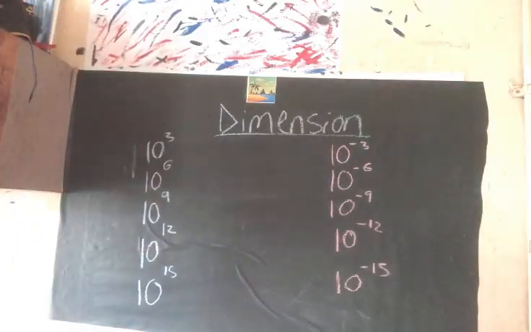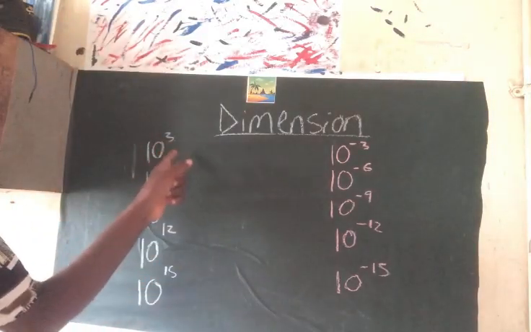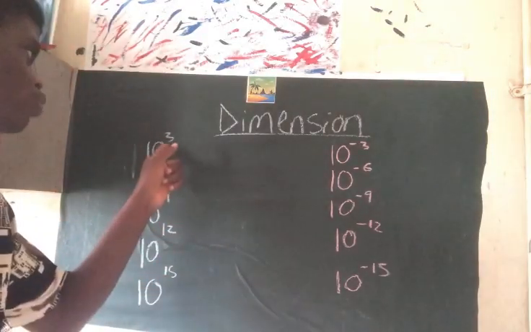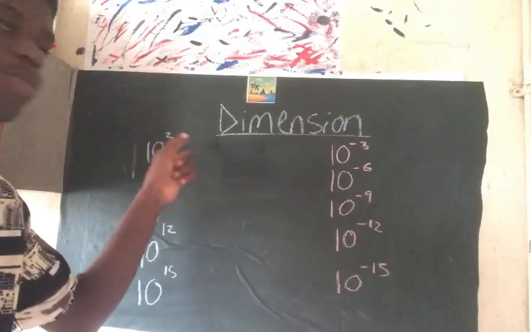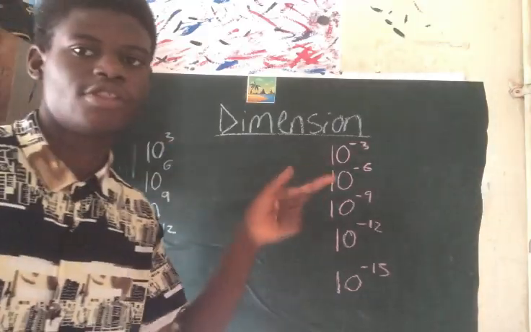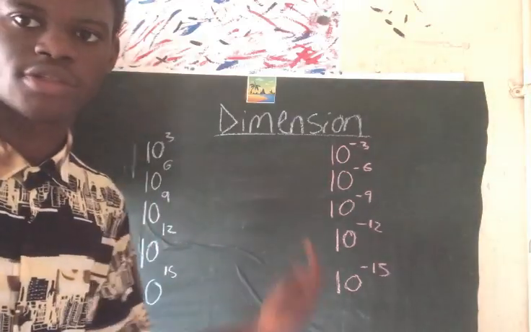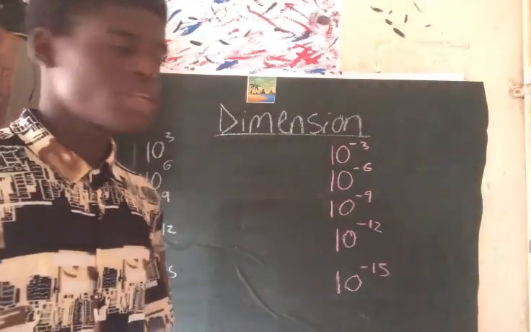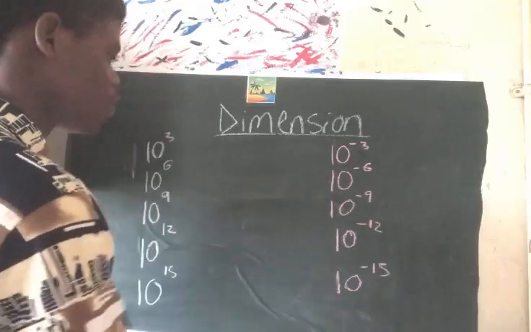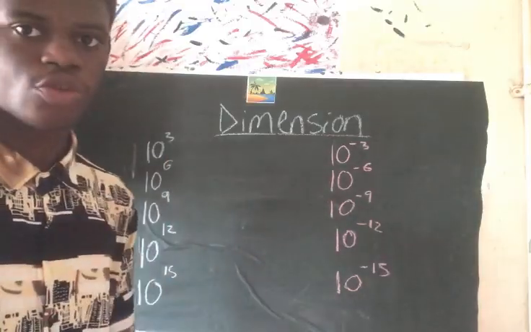So the ones that do not have the minus are the ones that are big, of course. 10 raised to power 3 is 1000. 10 raised to power minus 3 is 0.001. 1000 is very much bigger than 0.001. So these ones are called the super units, and these ones are called the sub units.